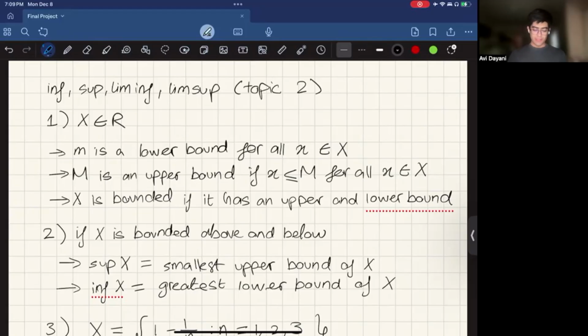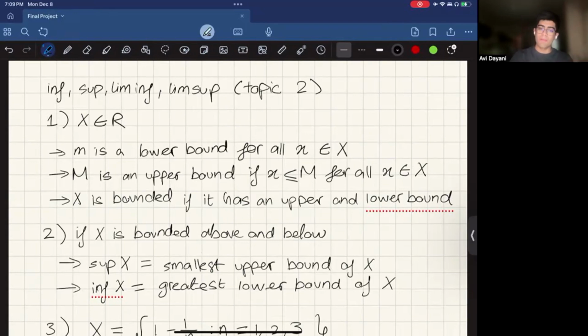So let's begin with jumping right into step 1. First, I'm going to talk about bounds for sets of real numbers. If I have a set X of real numbers, a lower bound is any real number that sits below every element of the set, and an upper bound sits above every element. So if the set has both an upper and lower bound, we call it bounded as written.